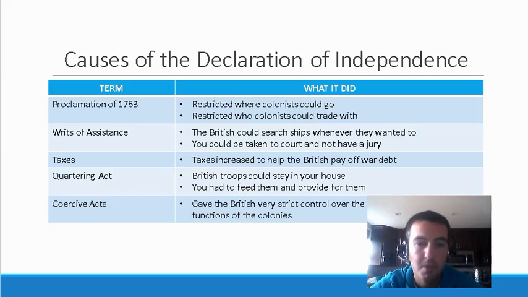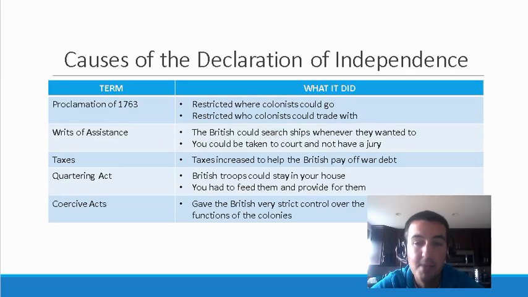The writs of assistance were another thing. The British could search ships whenever they wanted to. Back then, no cars. So the way you get around and you transport things is usually by ship or horse. So the British could essentially just search stuff whenever they wanted to. They didn't have to have a reason to do it. They could just do it. So if you pulled your ship up to a dock or a port in a city, and there was like a British officer, kind of like a police officer there, they could just search your stuff, and they didn't have to have any reason why. Then you could be taken to court, and you wouldn't even get a jury trial.